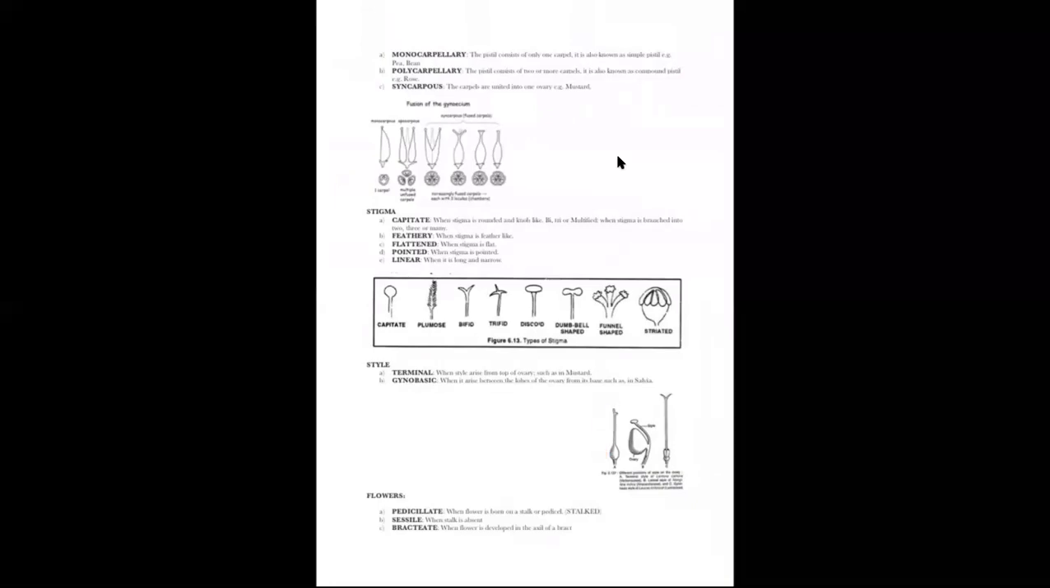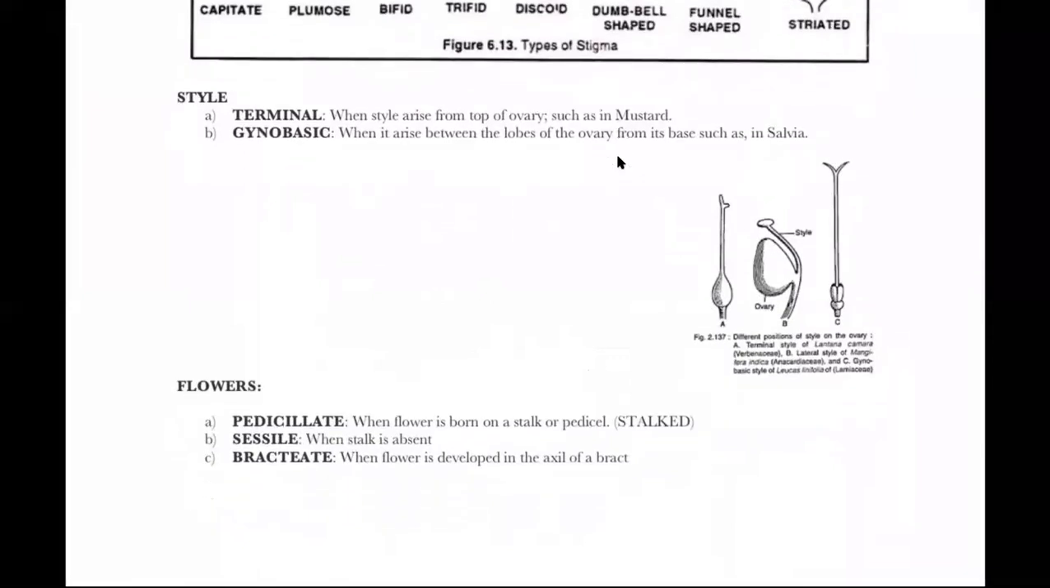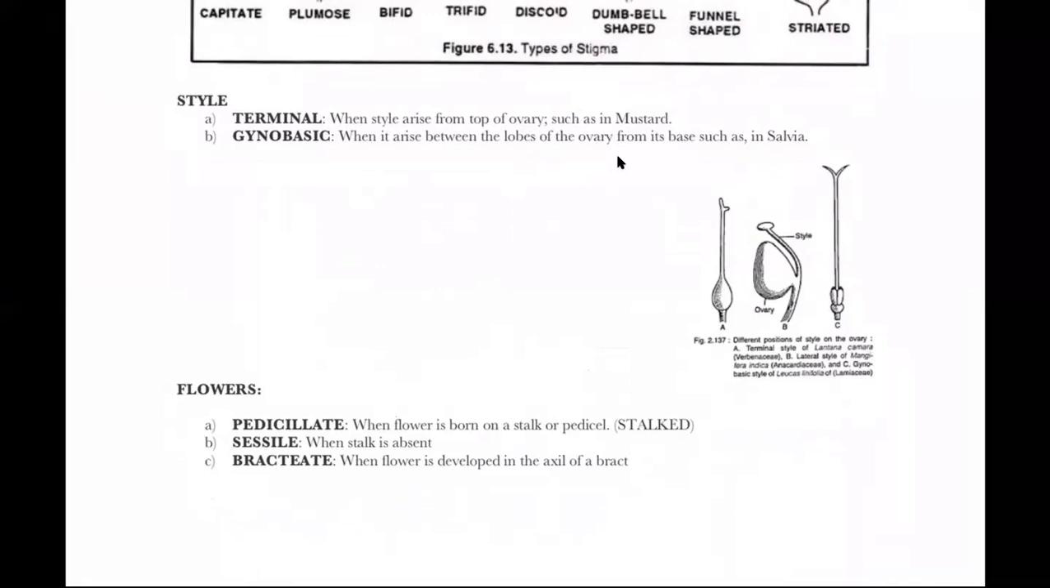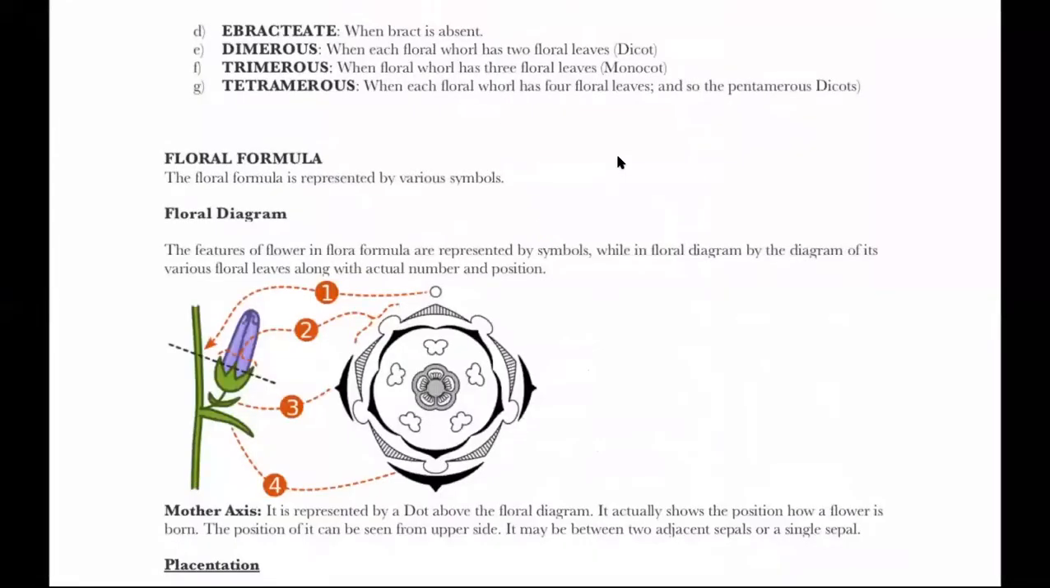Now the flowers could be pediculate, sessile, or bracteate. ठीक है? The pediculated flowers are flowers borne on a stalk or a pedicel, also called stalk. Sessile is when the stalk is absent. ठीक है? And bracteate is when the flower is developed in the axil of a bract. Bract हम अभी पढ़ लेंगे क्या होता है. ठीक है? आगे पिक्चर भी होगी. Sorry, I think picture नहीं है.